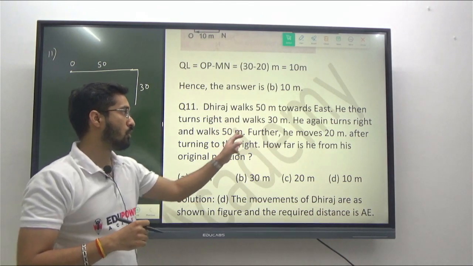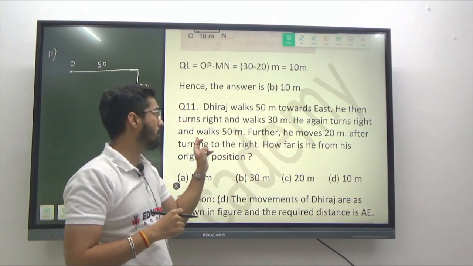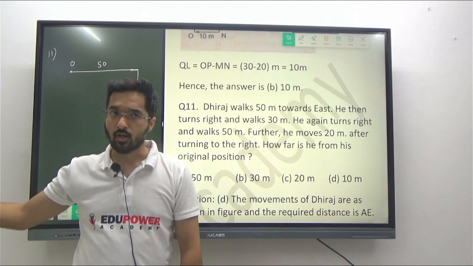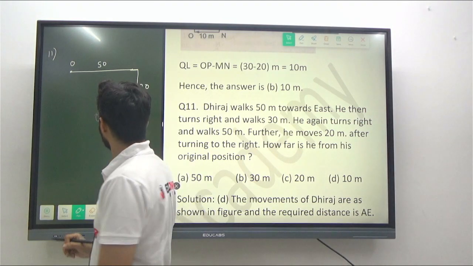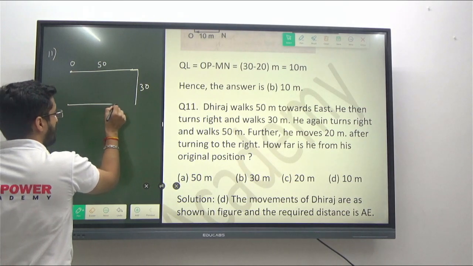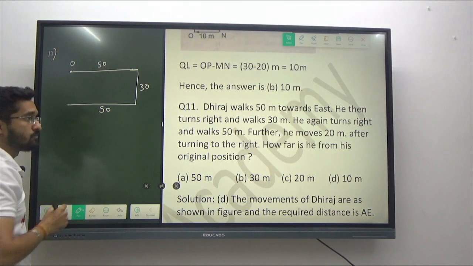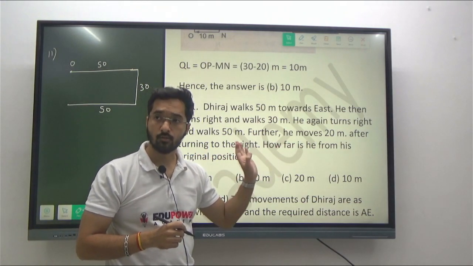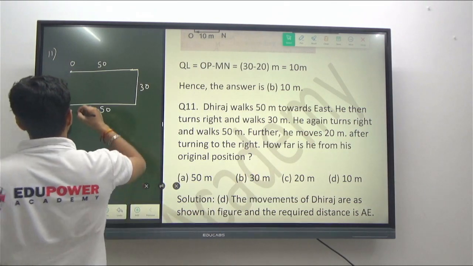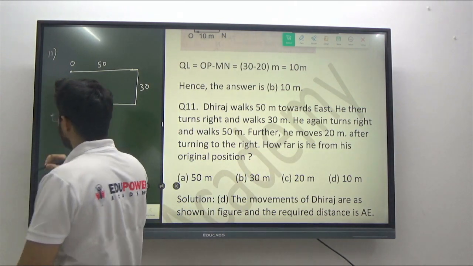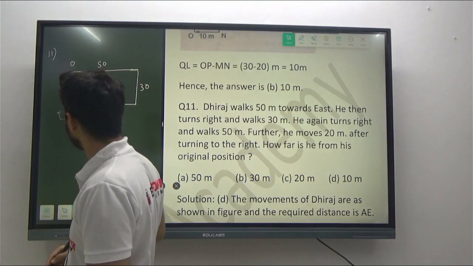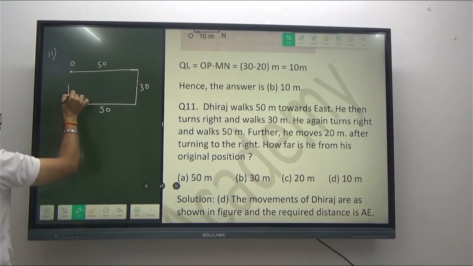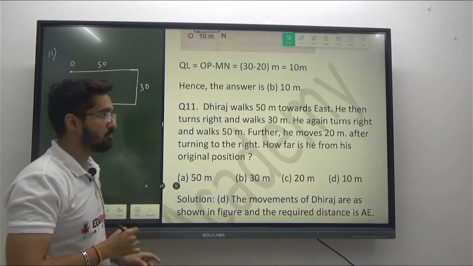Okay? Walks 30 meter. He again turns right and walks 50 meter. Now, he is going south. When he turns right, his right will be towards this direction. So, again he turns right and goes west, right. Now, further he moves 20 meter after turning to his right. Okay. Now, again he turns to the right. So when he turns this time to the right, he will turn towards the north direction. Okay. So again he will turn to the right and go how much? He will go 20 meters. So this length will be 20 meters.